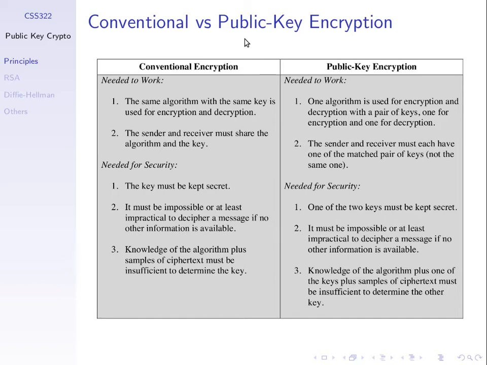In public key cryptography, we have a pair of keys. One is used for encryption and one is used for decryption. So now we have two keys. And the sender and receiver must have one of the keys in the pair. So the sender may have the public key and the receiver uses the private key, or the other way around. The sender uses the private key and the receiver uses the public key.